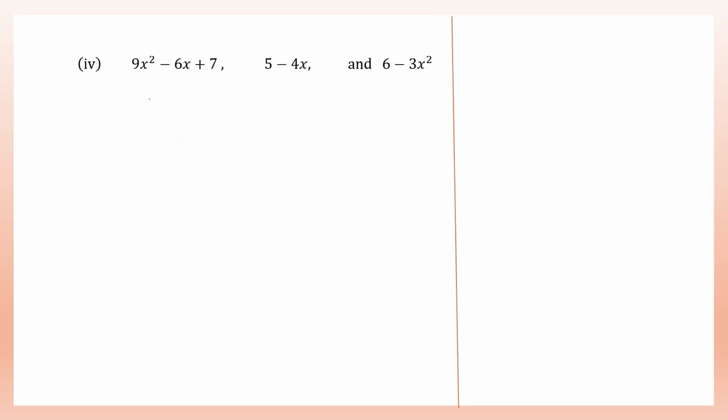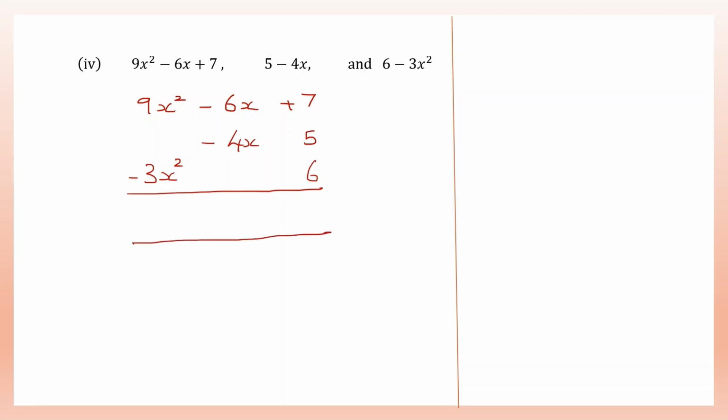Next one. 9x square minus 6x plus 7. Second expression, 5. So let's write 5 here. Minus 4x. Last one is 6. Minus 3x square. So put it in the correct column. Sometimes they're all jumbled up. You have to be careful and put it in the right column. What's missing? Plus. Here also we have a plus sign and a plus sign.